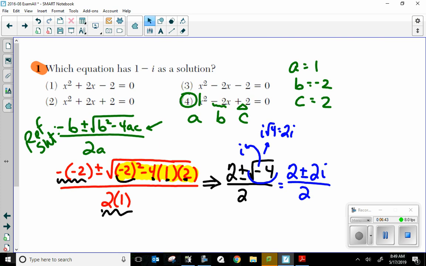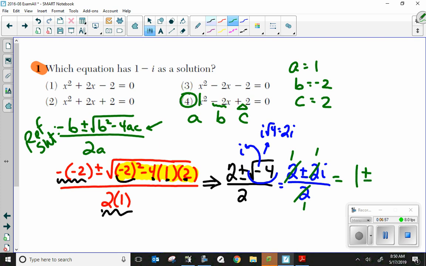The bottom hasn't changed. Now at this point, you should say, well, 2 goes into every one of these terms. 2 goes into here once, 2 goes into here once, 2 goes into here once. So I really have 1 plus or minus 1i over 1. But, you know, we really don't have to write over 1. Okay? So this tells me I have two answers. 1 plus i and 1 minus i.